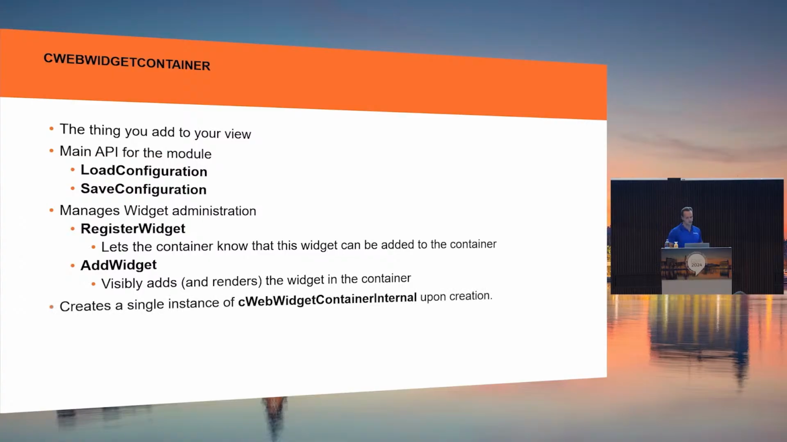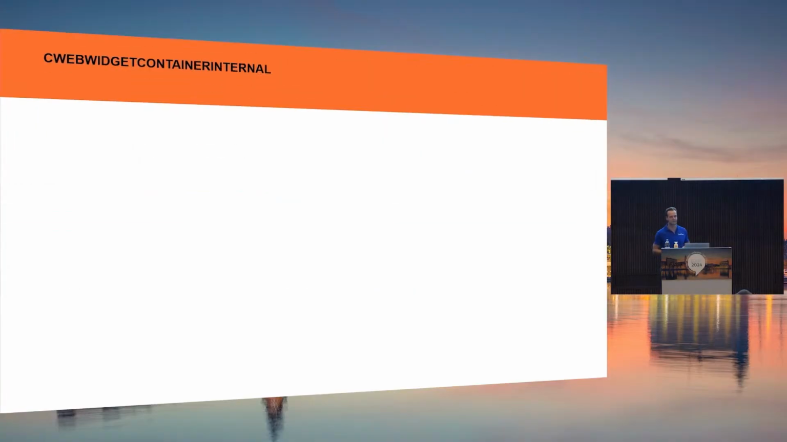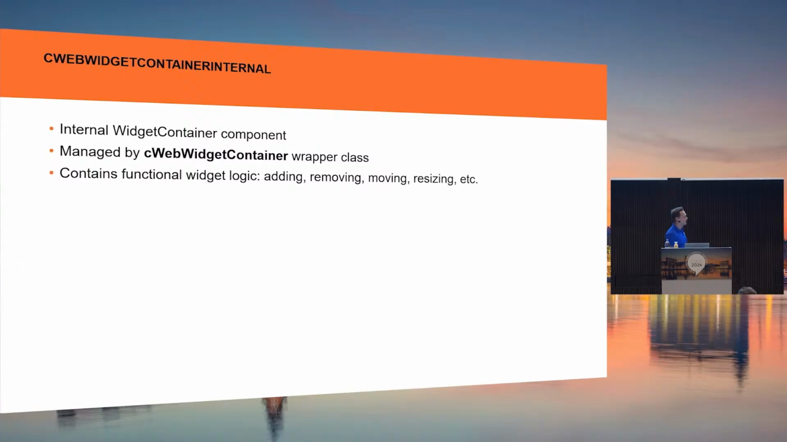The web widget container creates a single instance of the web widget container internal upon creation. And this is where the magic really happens. This is the guy that does all the heavy lifting. This is an internal widget container component. It is managed by the widget container wrapper class. And whenever a widget gets added, whenever a widget gets moved or resized, this is the guy in the background that actually makes all of that happen. We don't want you to worry about this thing too much, though. This thing just lives in your code. It does its thing, is working very hard. If you spot it in your code somewhere, don't wonder where it came from. It just lives there, but you're going to be communicating with the widget container mostly.